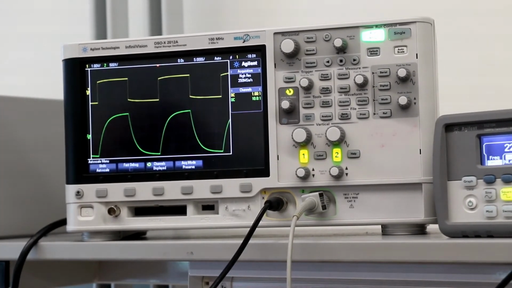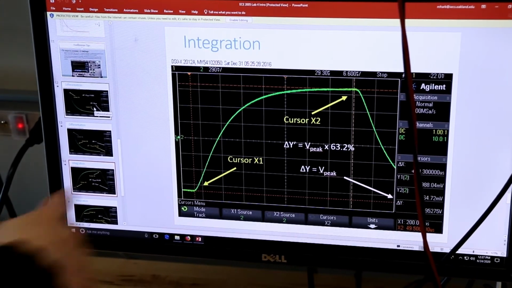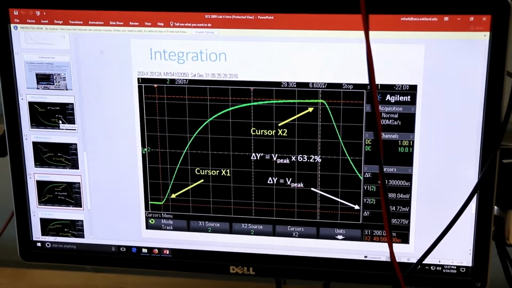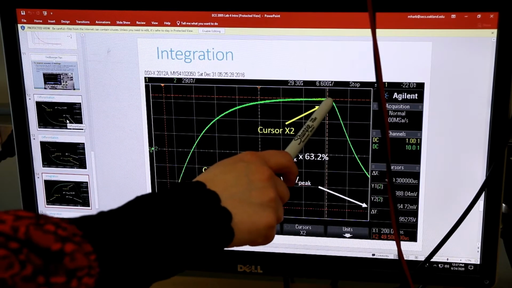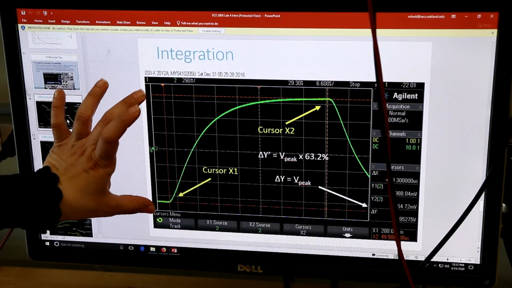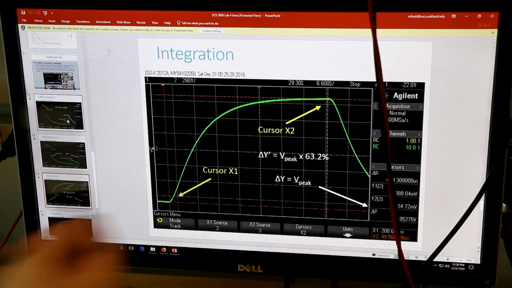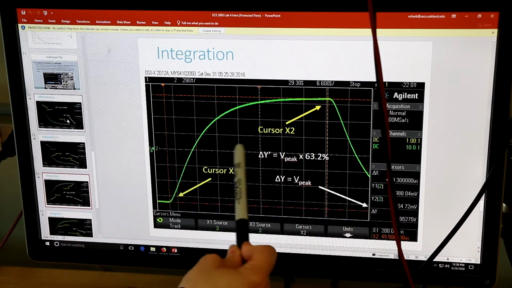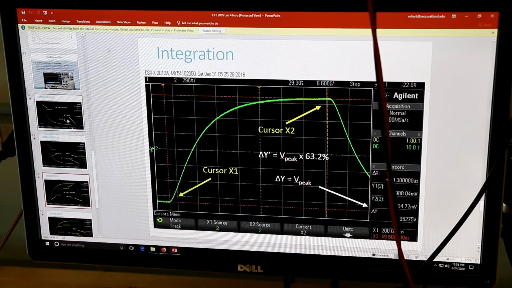And the same for tau, or for the time constant. So we want this part of the waveform. We'll put cursor x1 at the very bottom and cursor x2 at the very top. And then read delta y. This is the delta y. Multiply delta y by the amount of decay, which is 1 minus e to minus 1, which is 0.632. And then move cursor x2 until delta y equals this value. Then delta x is tau. So let's apply this here.